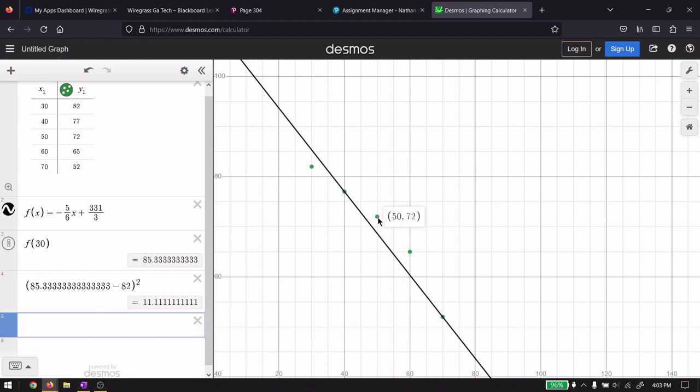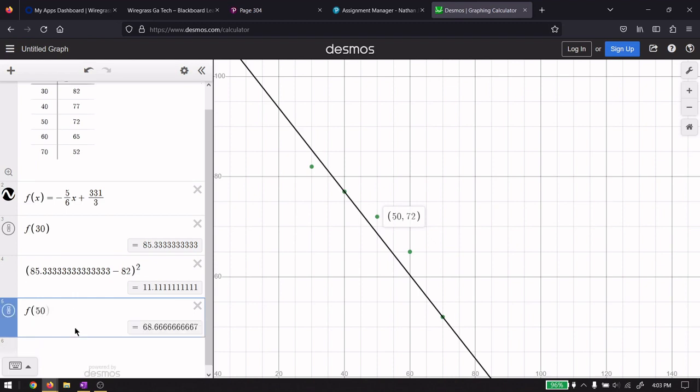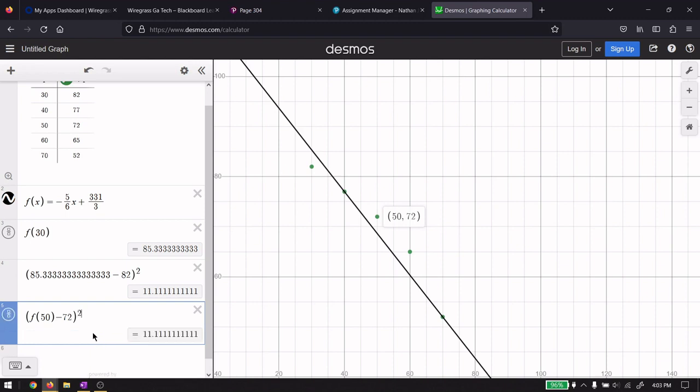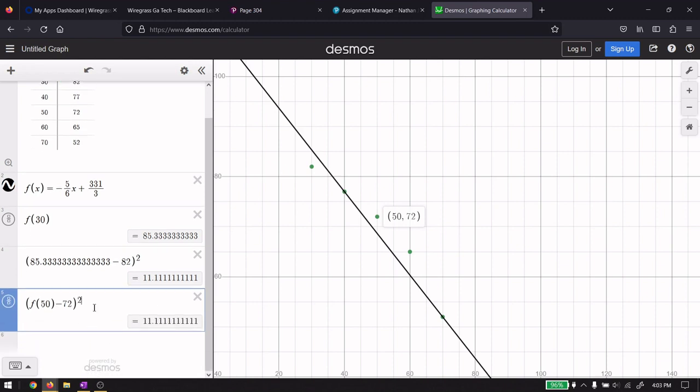The next one is going to be an x value of 50. So we're going to do f of 50. That's the height of the line. And then the height of the point is going to be 72. So I can subtract 72. It makes it negative. But that doesn't matter because if I square it, it'll always be positive. It's the same thing if it were positive or negative squared. So that's the height of the second residual.